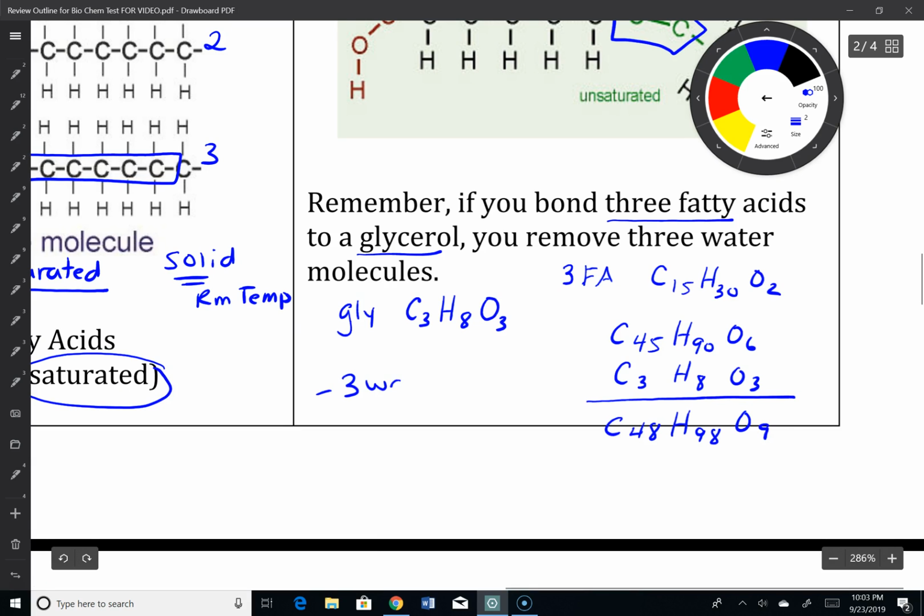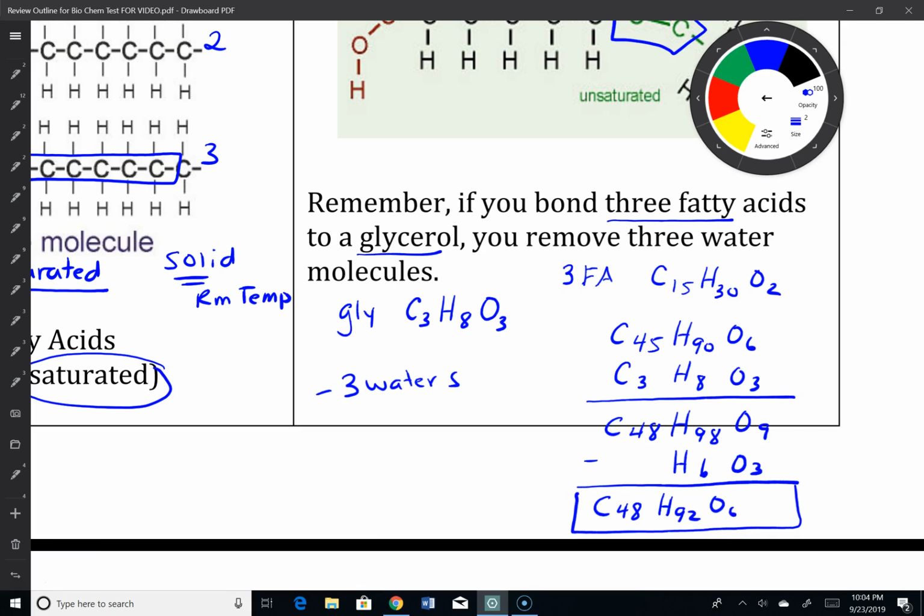But I can't forget that I have to subtract 3 waters. And I have to subtract 3 waters because I put 3 fatty acid chains on there. So 3 waters is going to be H6O3. We're going to minus that. So my new formula, if I was adding everything up, would be C48H92O6. And that's how you add up the total molecular ingredients of a triglyceride if all of the numbers were given to you, which they will be. It's not fair to not give them to you.